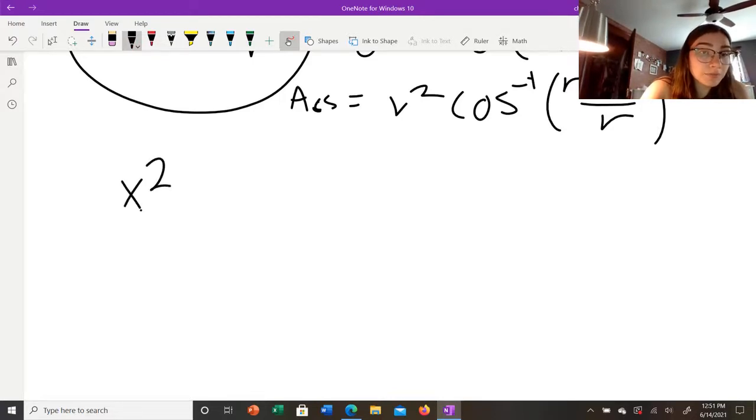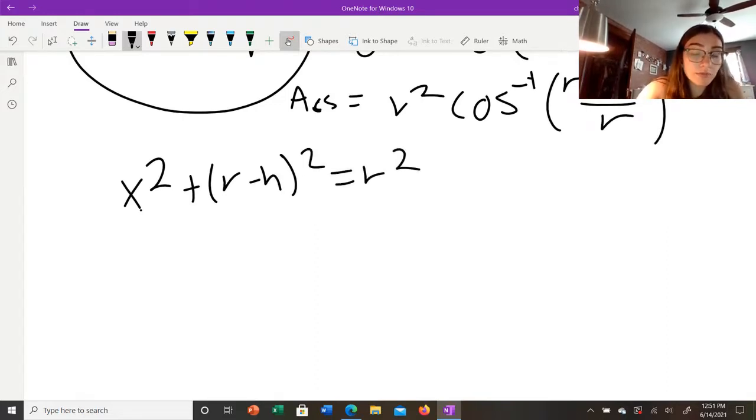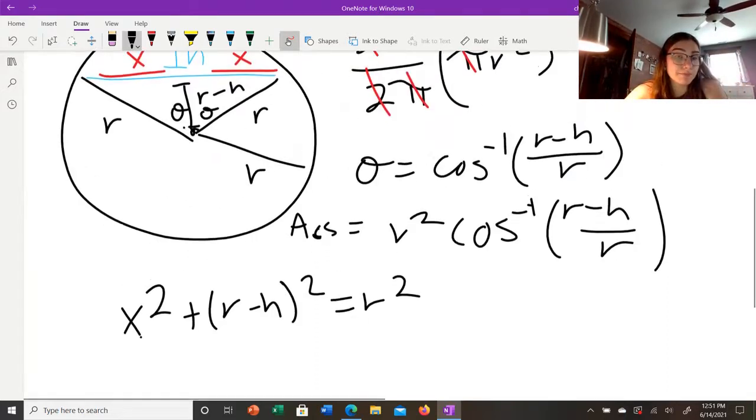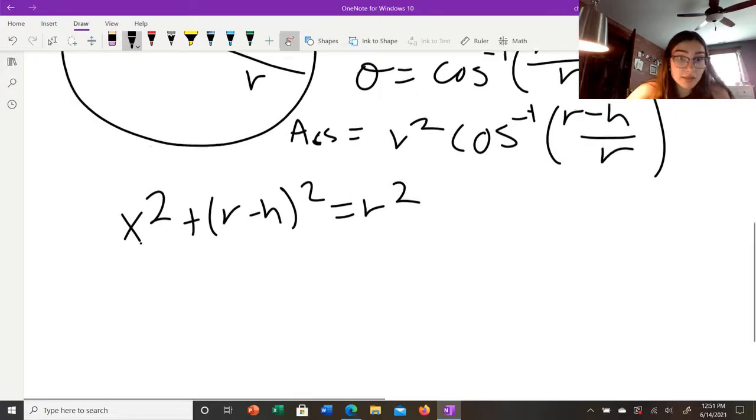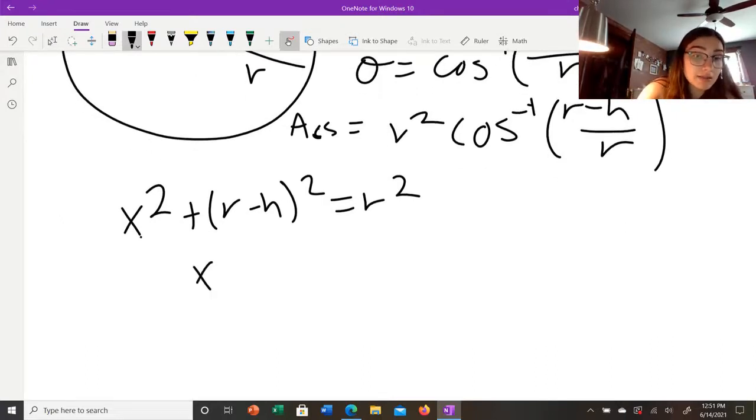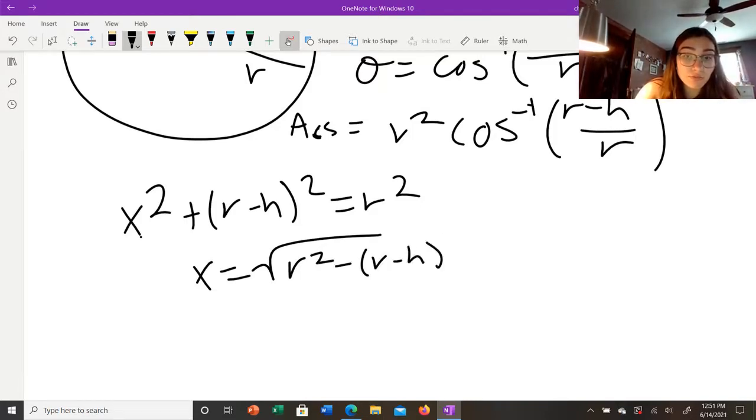x squared plus (r minus h) squared equals r squared. And that's just using the Pythagorean theorem. So now we're solving for x. We're going to have x equals the square root of r squared minus (r minus h) squared.